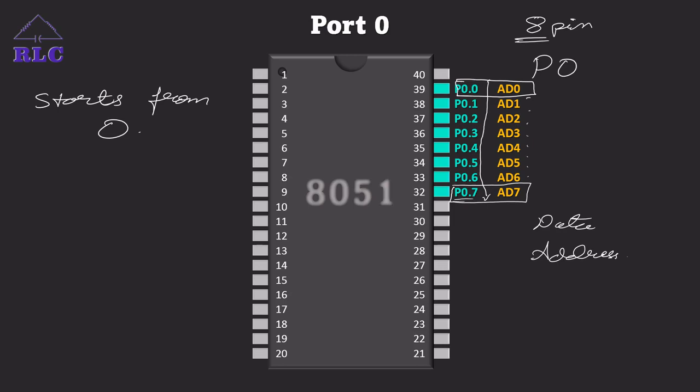So port 0 starts from pin number 39 and ends with pin number 32. That is 39 with P0.0 and 32 with P0.7. That is with port 0.